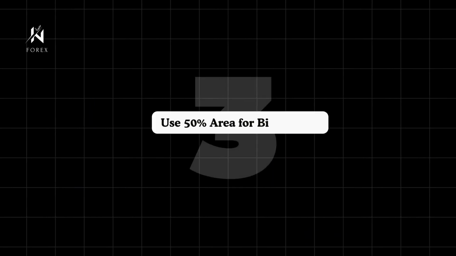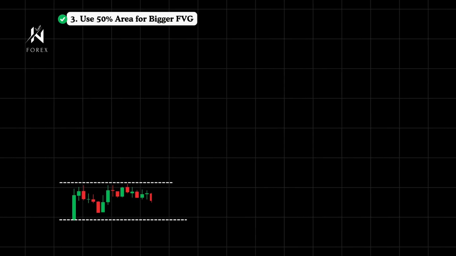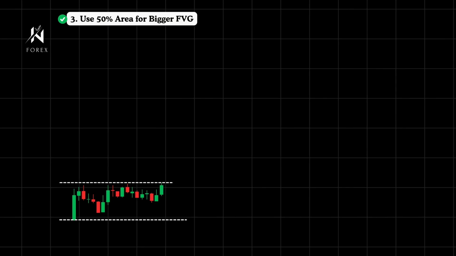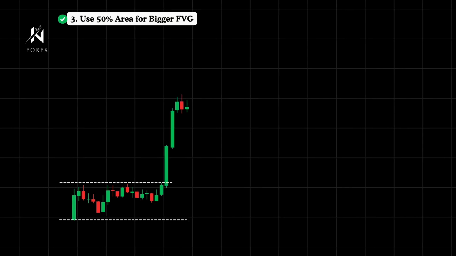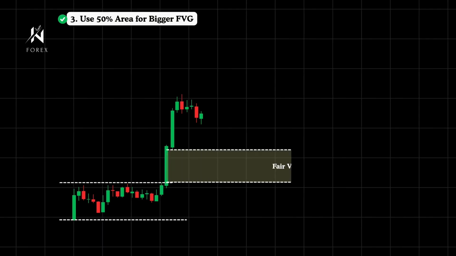Number 3. Use the 50% area for larger candles. Sometimes, when the price in the market consolidates in an accumulation zone for an extended period, the breakouts that follow are very strong. The appearance of large candles on the chart also expands the size of the fair value gap.